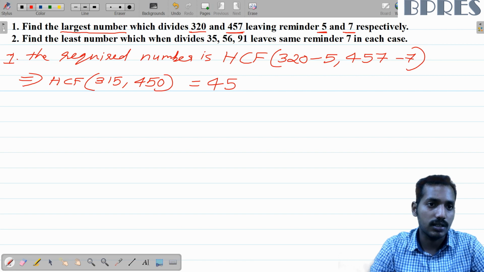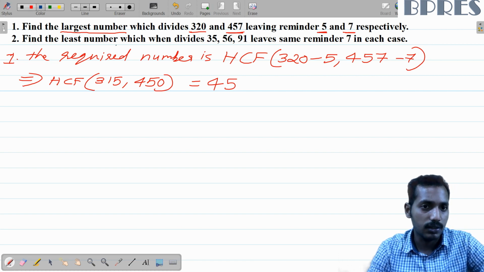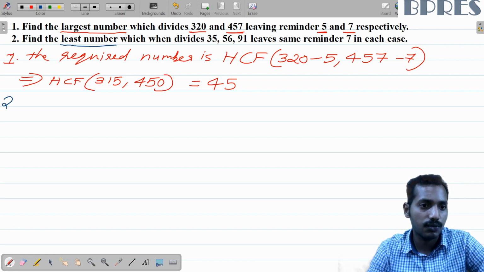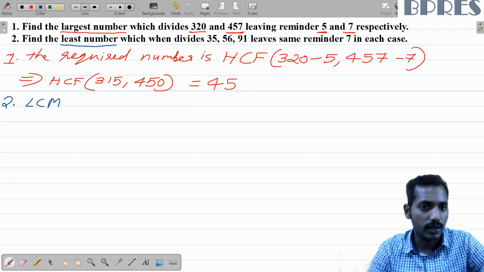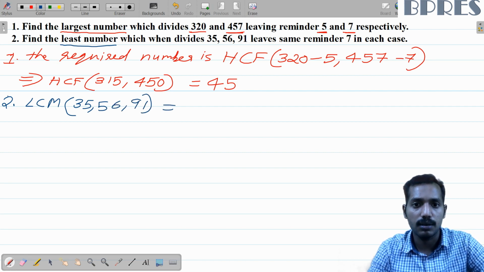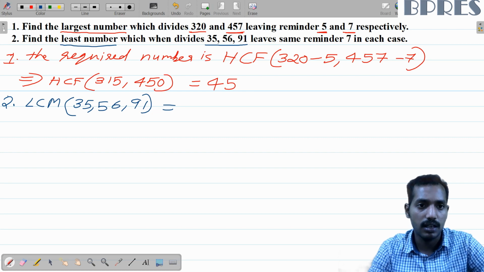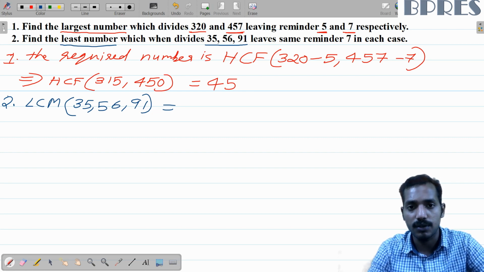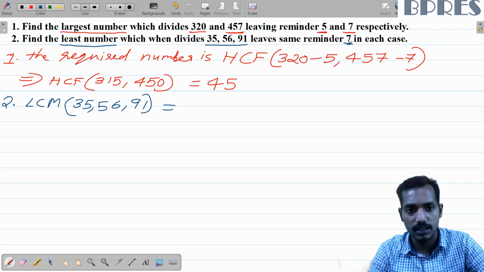Now come to the second question: find the least number. Finding the least number means you have to find the LCM. Least is the implication for LCM; largest, or highest, is the implication for HCF. So we just find the LCM of 35, 56 and 91, because these are the numbers given. Find the least number which, when divided into 35, 56 and 91, leaves the same remainder 7 in each case. So first find the LCM.